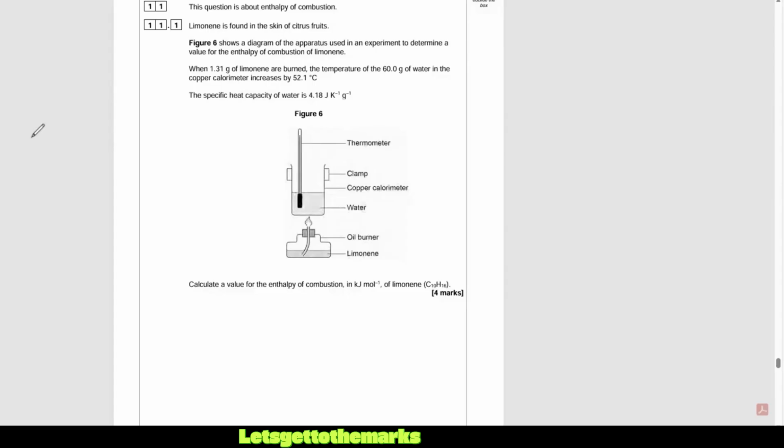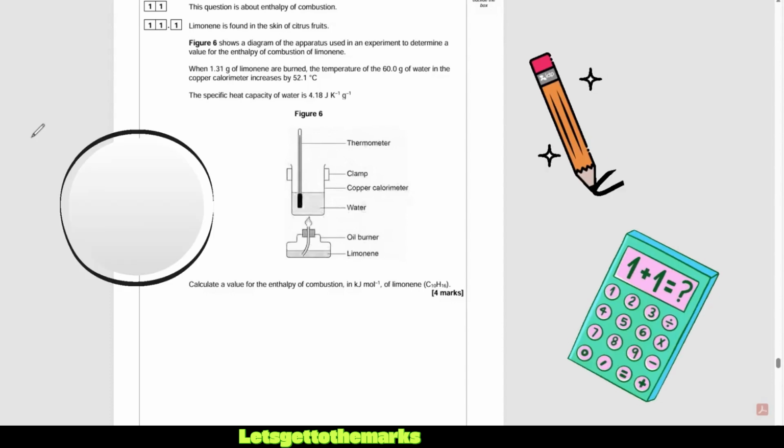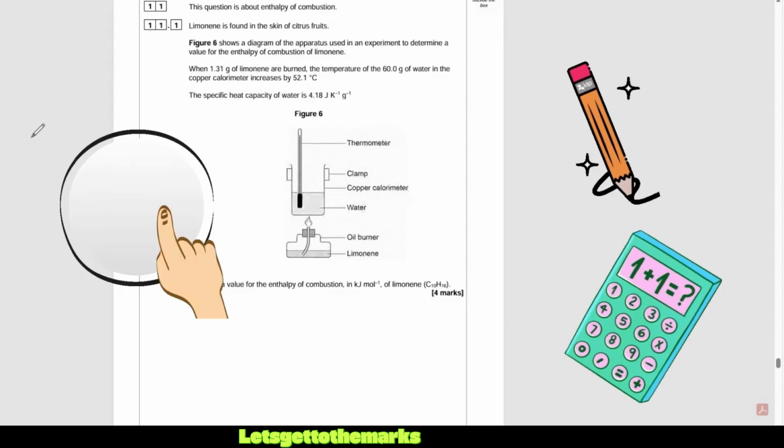You're going to need your calculator, your basic mole calculations you've learned off by heart in your head, and formulas, and you'll need the specific heat capacity formula. So get your calculator, pen, paper, pause the video, have a go. Right, I'm going to go through the answer.